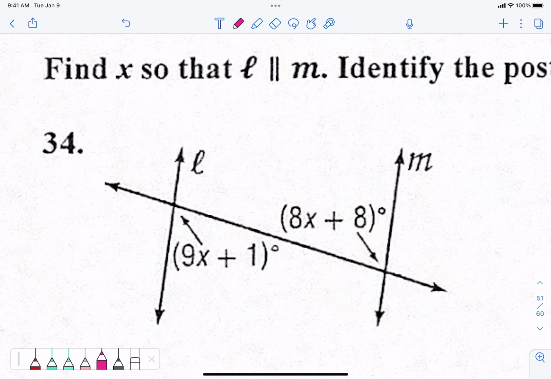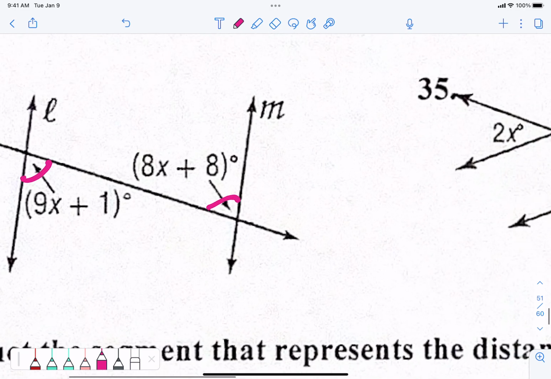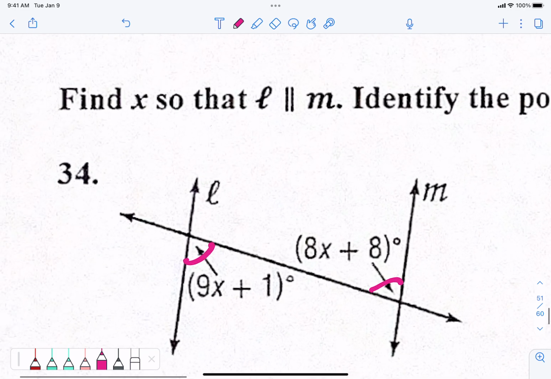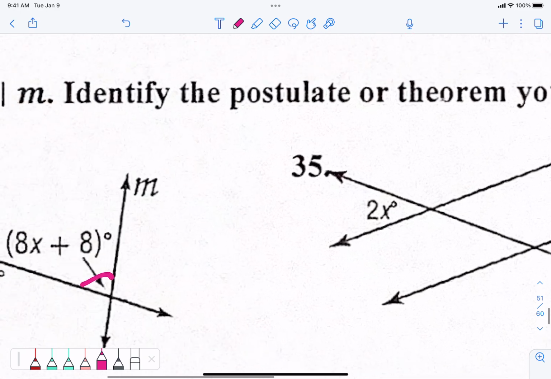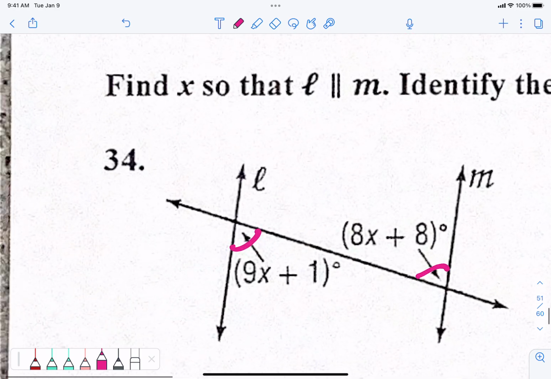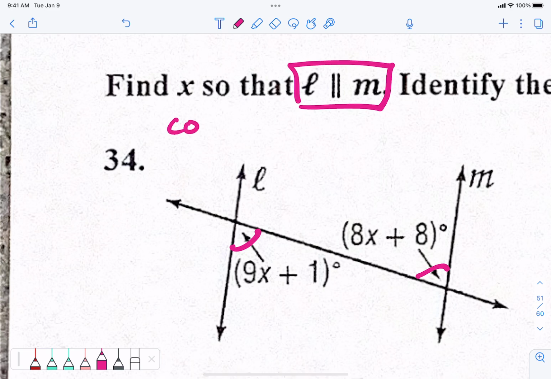34. What does this angle and this angle have in relationship to each other? Alternate interior. They are equal to each other. They're alternate interior. I'm going to write that down because it says identify the postulate or theorem you used. Technically, we're trying to prove that these lines are parallel, so it is the converse of alternate interior. Because when we're trying to prove that they're parallel, we don't already know that those lines are parallel. It's going to be the converse, okay? Converse of alternate interior.